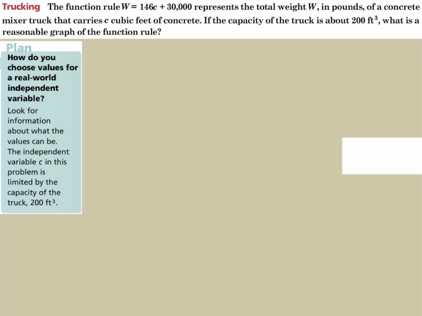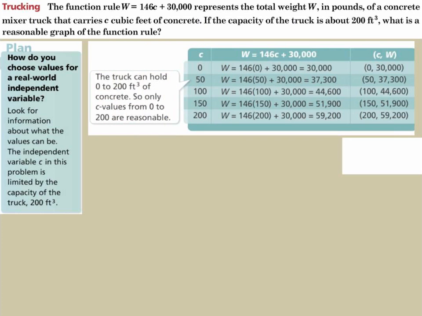It also doesn't really make sense to pick small numbers like 1 and 2 and 3, because that would just have my graph all scrunched in there. So I'm going to pick some numbers for my table that make sense going up to 200. The truck can hold 0 to 200 cubic feet of concrete, so the only C numbers I want are going up to 200. But again, I don't want to pick 1 and 2, so I'm going to space it out to get to that 200. I picked 50, 100, 150, 200.